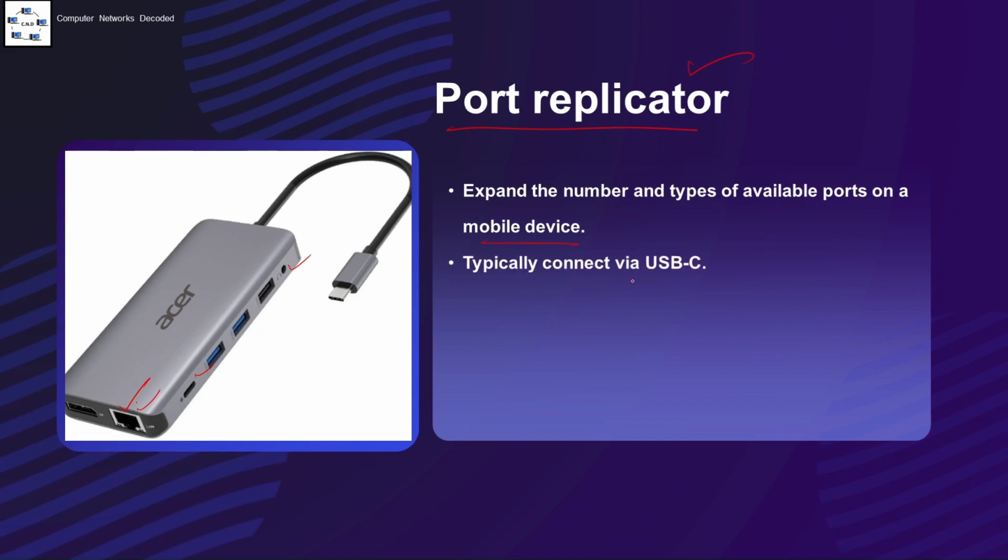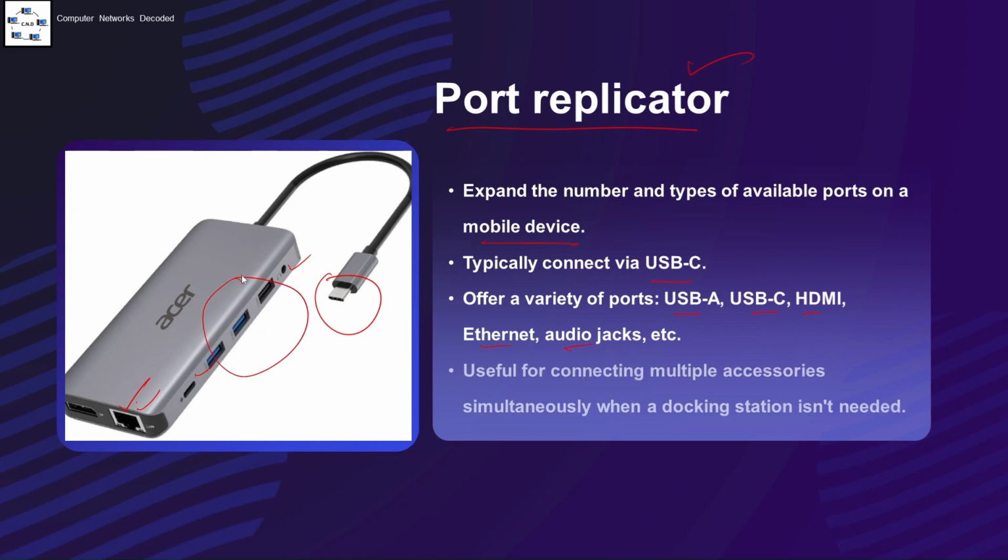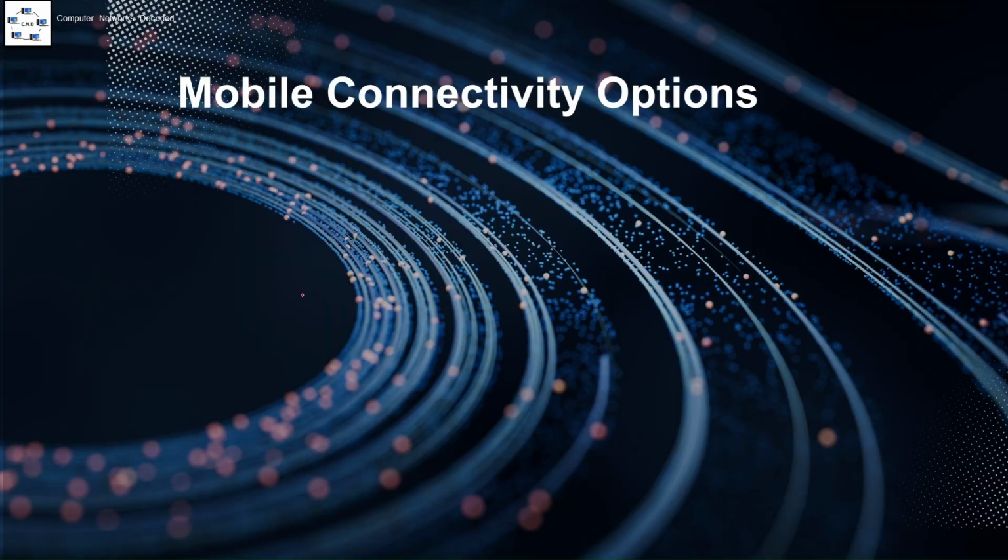It is typically connected via USB-C to the mobile device, and it offers a variety of ports such as USB-A, USB-C, HDMI, Ethernet, audio jack, etc., such as shown over here. So a port replicator is useful for connecting multiple accessories simultaneously when a docking station is not needed. If you are not using the docking station, then you can use a port replicator and it will also give you multiple connectivity options.